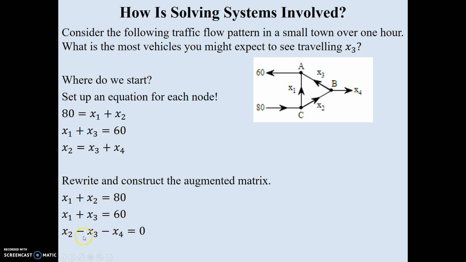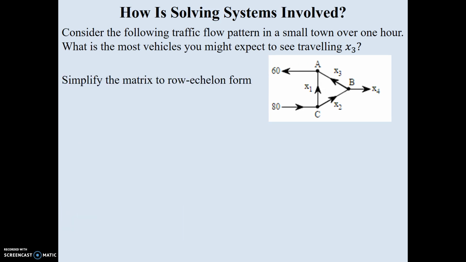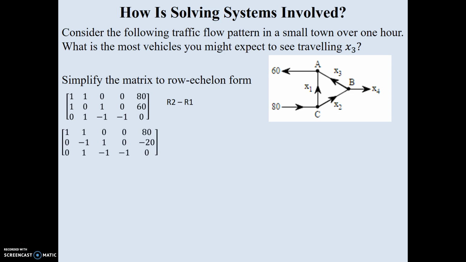So here's my rewritten equations, and pay attention. For me, I wrote them by subtracting the x3 and the x4 to the other side, so the x2 was the positive. And now I can plug that into the augmented matrix, and I can use Gauss-Jordan elimination to help me solve this and find out what's the value of each of my variables. So let's row reduce this. So first thing I could do, I could subtract row 1 from row 2, and then I could go through and do row 3 plus row 2.